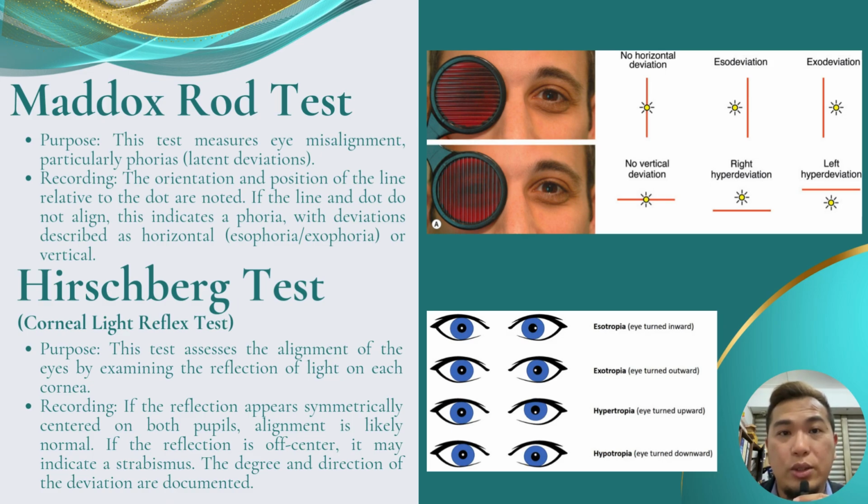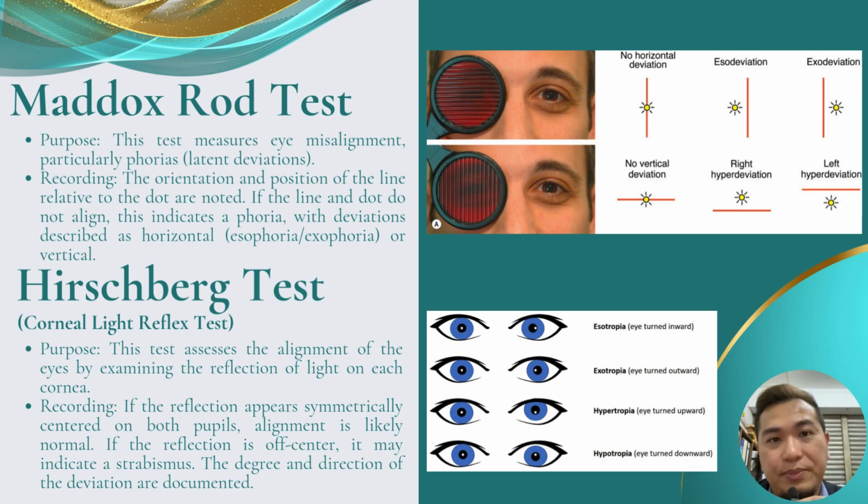Now let's take a look at two important tests that help us assess eye alignment: the Maddox rod test and the Hirschberg test. Both of these tests provide valuable insight, although they focus on slightly different aspects of eye alignment. The Maddox rod test is designed to detect latent eye misalignment, specifically phorias. Phorias are deviations that might not be visible without testing, but can reveal underlying alignment issues.